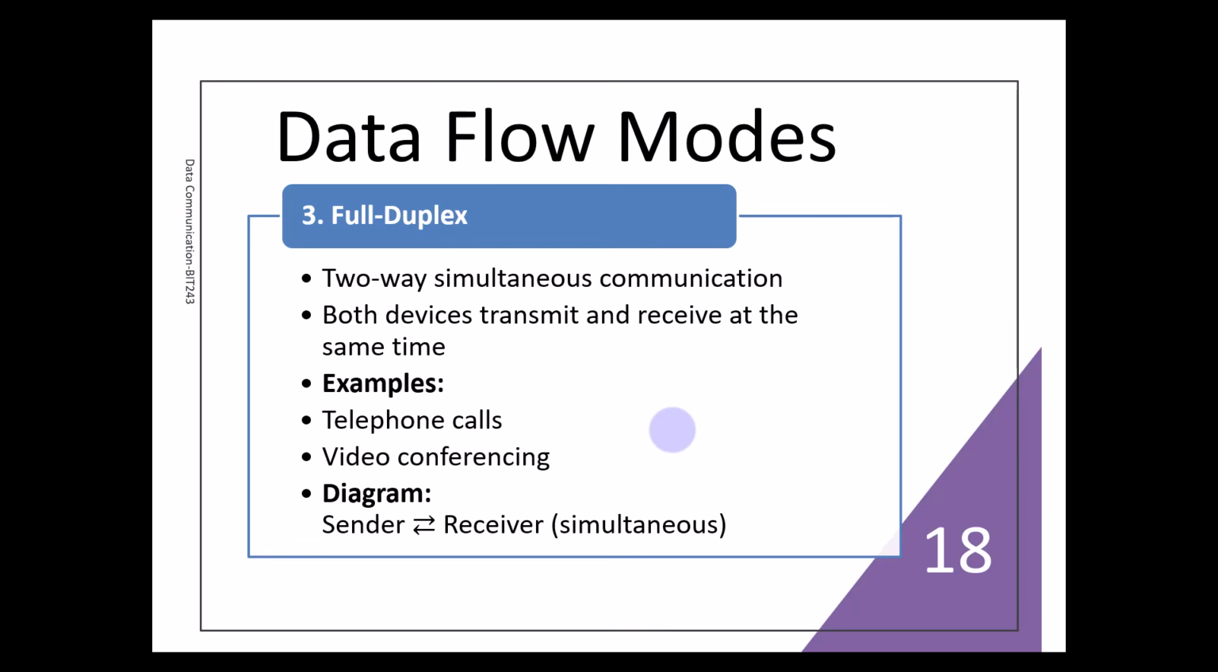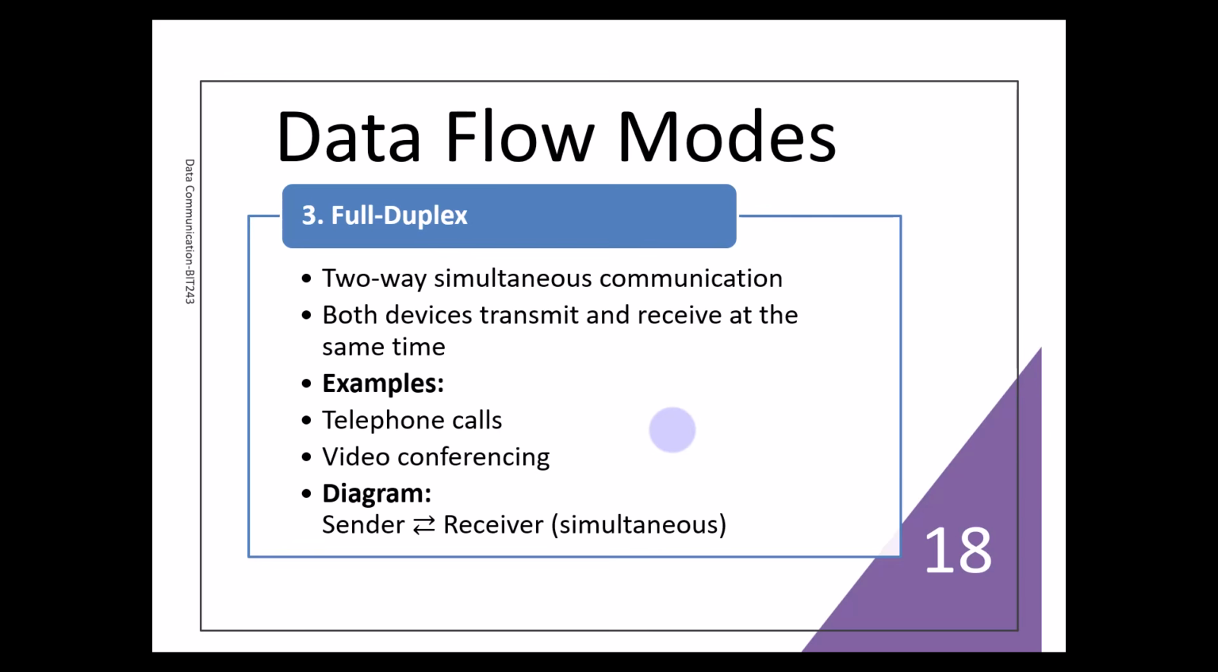In full duplex mode, both devices can communicate at the same time in the opposite direction. So both the transmitter and the receiver can send data at the same time. An example is your telephone calls. If you are making a call on your mobile phone, you can speak, and as you are speaking, the person you are speaking to can also speak, and you can hear both yourselves at the same time. You don't have to wait for someone to talk before you can talk. Both of you can talk at the same time. And that is an example.